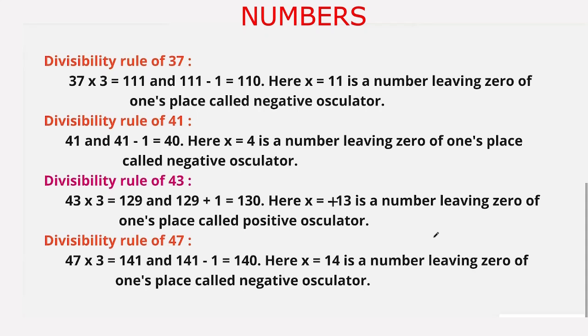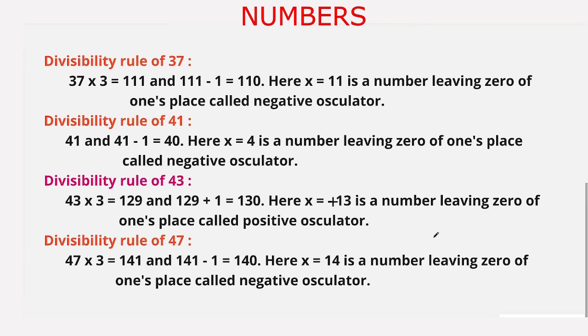If an oscillator is negative, then we have to subtract, and if the oscillator is positive, then we have to add. The role of oscillator is that we have to multiply the ones place digit of any number by this oscillator, and whatever number we get after multiplying, we add if it is a positive oscillator, and we subtract if it is a negative oscillator, from the given number leaving the ones place digit.